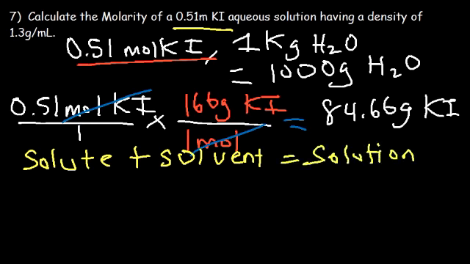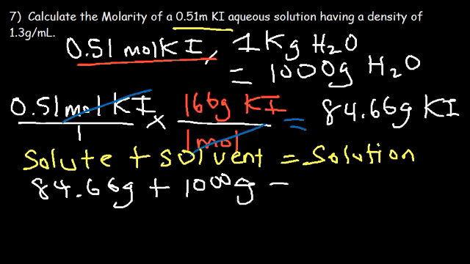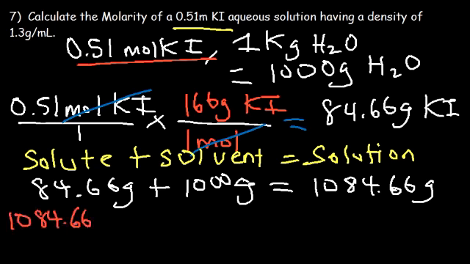So we know that the solute plus the solvent is equal to the solution. And since we have 84.66 grams of solute and 1,000 grams of solvent, which is water, we therefore have 1,084.66 grams of solution. So now we can use that to find the liters of solution. So let's start with 1,084.66 grams of solution.